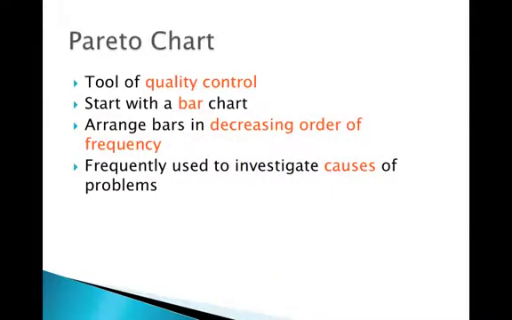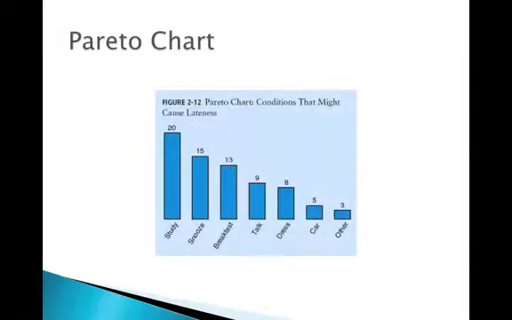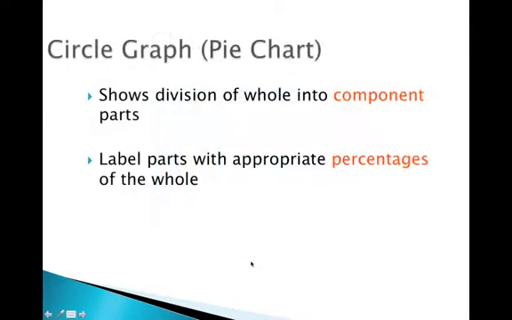All right, a Pareto chart is a tool for quality control, and so you start with a bar chart and then you arrange the bars in decreasing order of frequency, and this is used a lot of times to investigate the causes of problems. So here we have a Pareto chart of the conditions that might cause tardiness, lateness, and so we've got our different categories: study, snooze, breakfast, talk, dress, and then we've got our frequency here, and it's the most frequent reason to the least frequent reason. And the reason it's done like this is to help you really visualize and assess the most common causes of an issue.